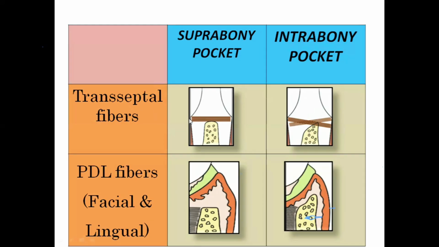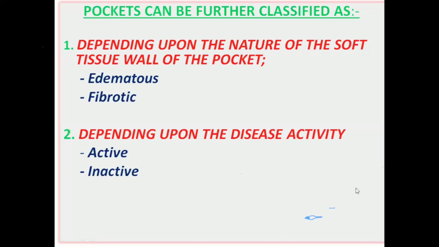These fibers are, as the name suggests, transseptal. From one tooth surface, they go to the other tooth surface, and they will follow the anatomy of the underlying bone. So in a suprabony pocket the transseptal fibers will be horizontal, and in an intrabony pocket, these fibers will be angular. Now, the periodontal fibers on the facial and lingual surfaces will be the same.